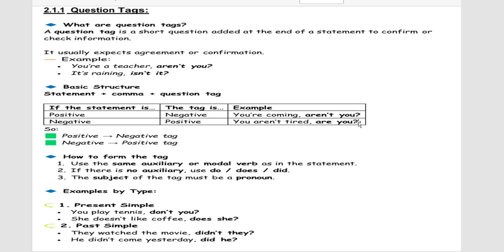Therefore, in the question tag, it's going to be the opposite. So the question tag will be positive, and we have used the same helping verb, are. You are not tired, are you? So in short, what you have to remember is: if the statement is negative, the question tag will be positive. If the statement is positive, the question tag will be negative.